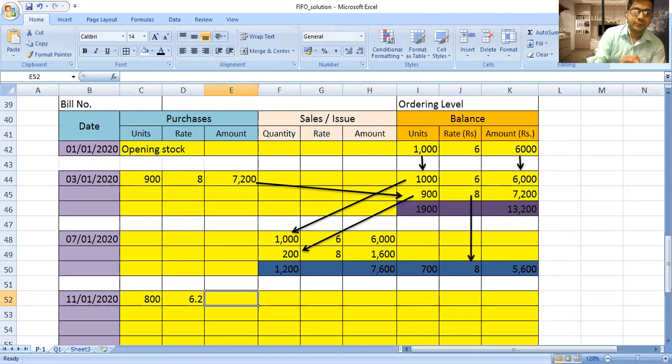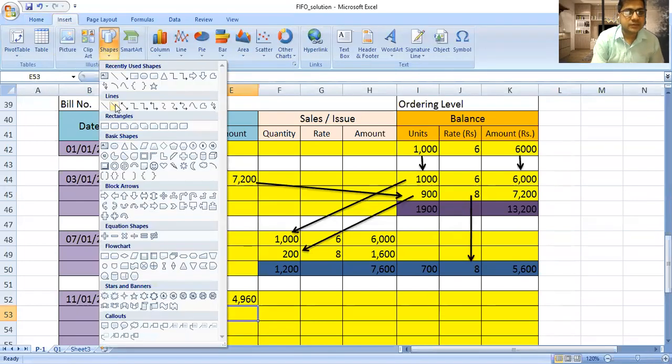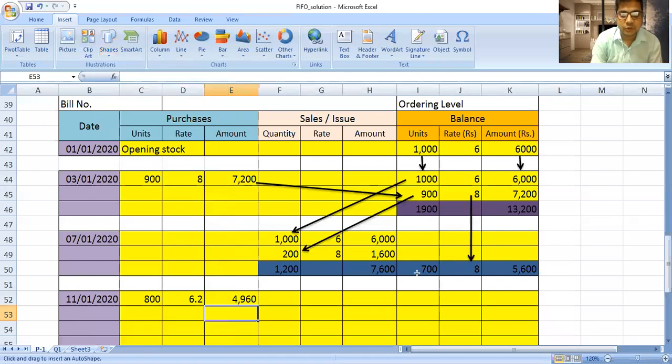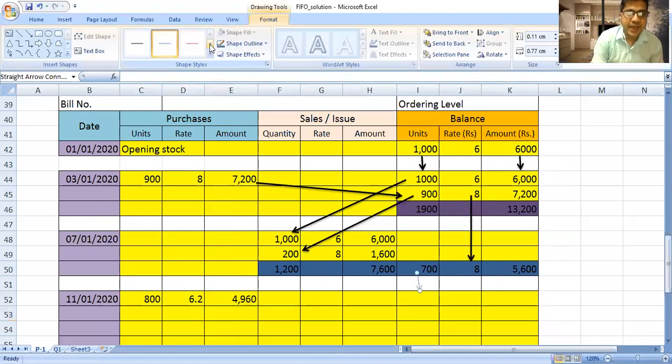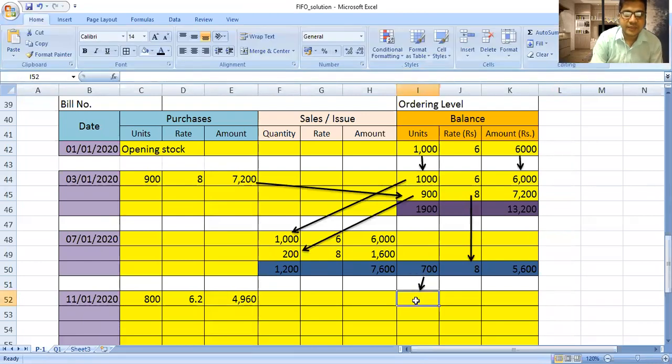800 into 6.20, the value will be 4960. This is the purchase value we recorded. Now we already have a closing balance on 7th January. The same we have to keep as it is. We carry it forward for the next date also, on 11th. So we will record this particular value on the next date also. The same things we have to continue.